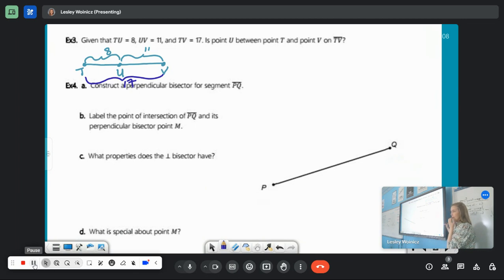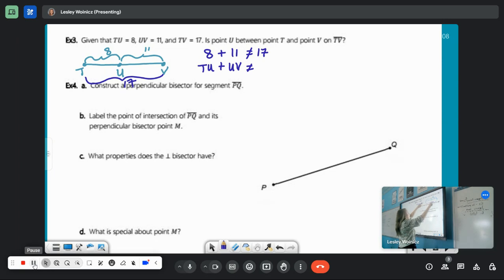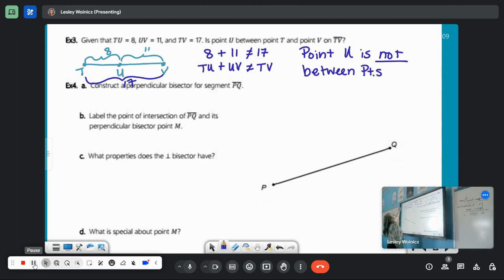What do you think? Okay. Why? Yeah. We know that 8 plus 11 does not equal 17. Okay, 8 was TU. 11 was UV. And that did not add up to TV. I'm just doing substitution backwards, right? So, by the segment addition postulate, point U is not between points T and V.